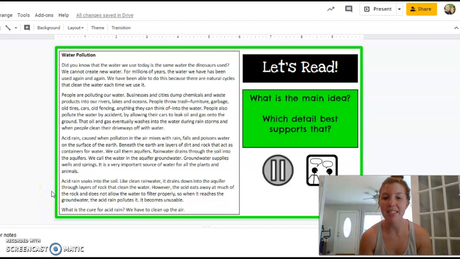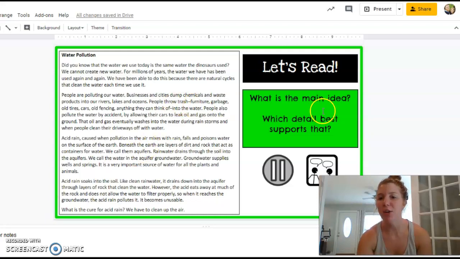Paragraph 4. Acid rain soaks into the soil like clean rainwater. It drains down into the aquifer through layers of rock that clean the water. However, the acid eats away at much of the rock and does not allow the water to filter properly. So when it reaches the groundwater, the acid rain pollutes it. It becomes unusable. What is the cure for acid rain? We have to clean up the air.